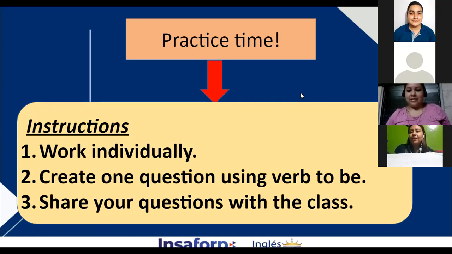Very good. Acuérdense, el verbo to be inicia las preguntas. Cuando ustedes son preguntas de sí o no, el verbo to be es lo primero que voy a preguntar, ¿ok? Y de ahí voy el sujeto y de ahí la información, ¿verdad?